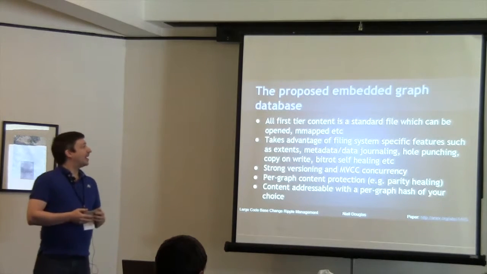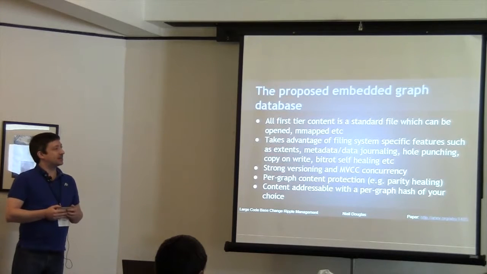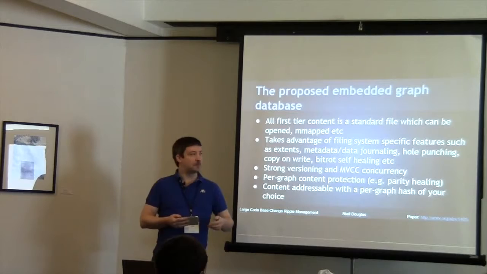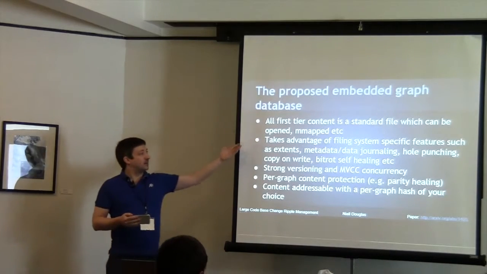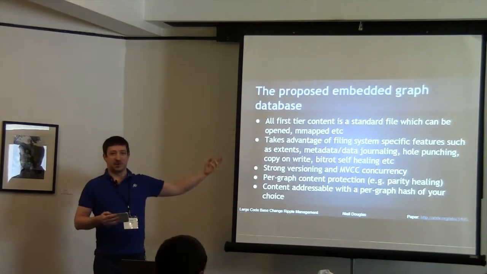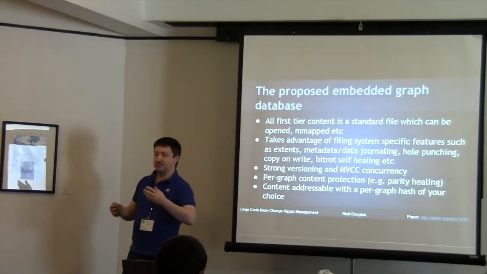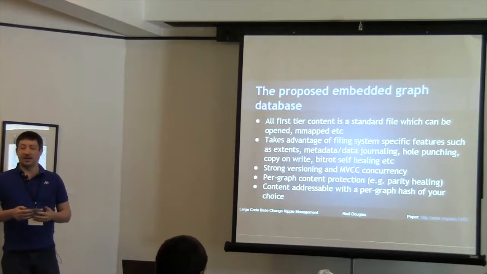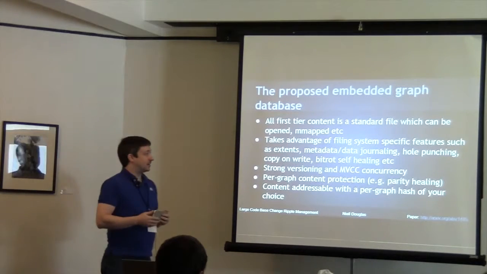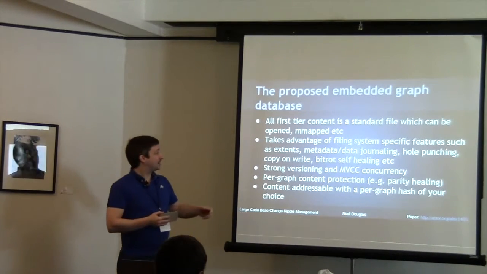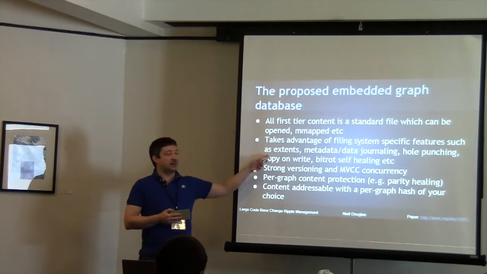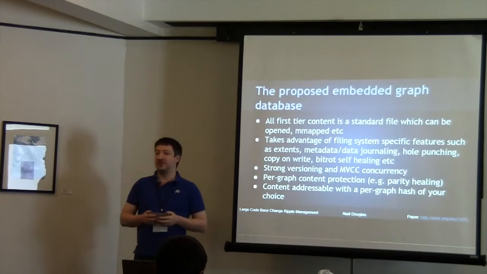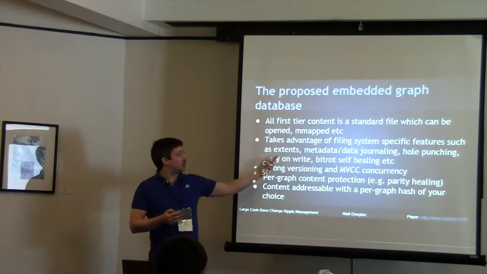Firstly, what's interesting about this database is that it's really just a bunch of files, literally files in the filing system. All first-tier content is literally a standalone file. It could be a shared object, it could be a text file, we really don't care. The point is, it can be opened and mem-mapped. First-tier content. I'm not even going to mention second-tier content in this presentation. The other thing it does, which is very unusual compared against other databases, is that it takes advantage of filing system specific features. I list some of these here.